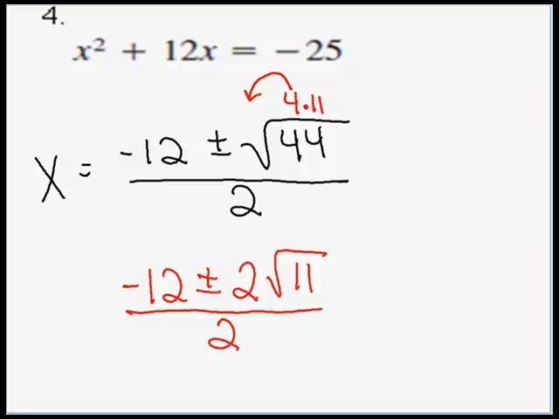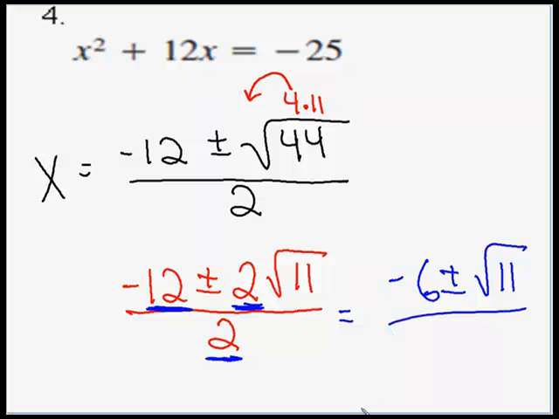all divided by 2. Now, we can simplify a little farther. All our coefficients are divisible by 2. So, let's divide all of those by 2. Negative 12 divided by 2 is negative 6, plus and minus. This 2 divided by 2 is 1, so 1 times the square root of 11 is just square root of 11. And the denominator, that 2 will divide out and just be a 1, so we don't need a denominator at all. Negative 6 plus or minus the square root of 11.